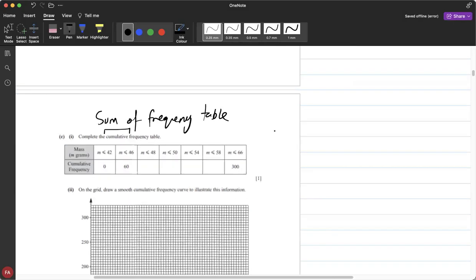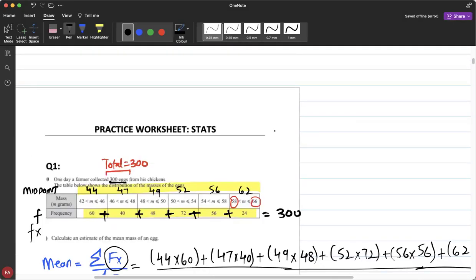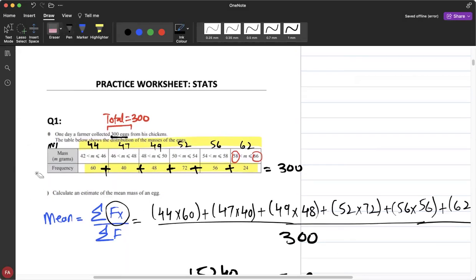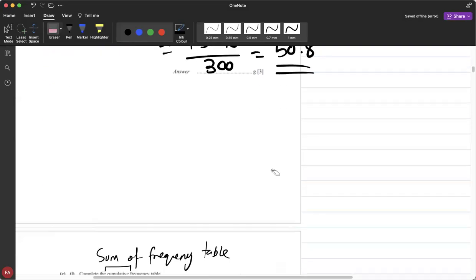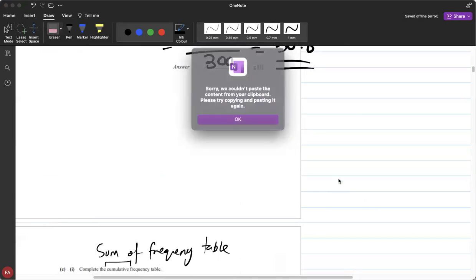So here's what I'm going to do. I'm going to go back and take a screenshot of this table over here so that I can actually fill out the values. All right, let's clean this mess. And let's try to attach it right here.